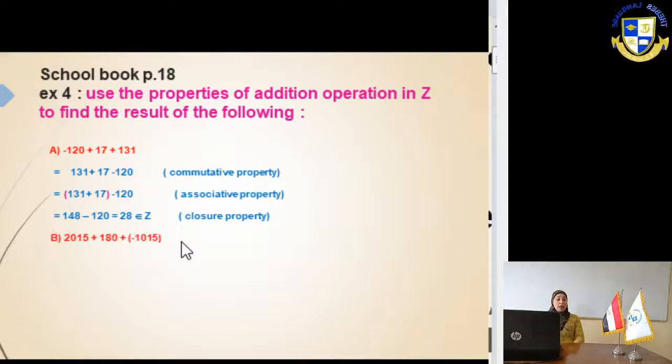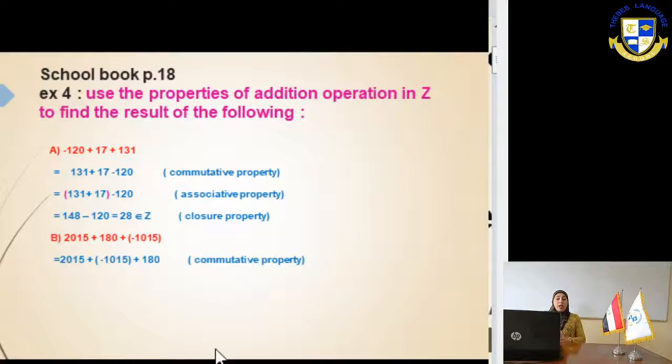Letter B, 2015 plus 180 plus negative 1015. Now, I must use the properties. I'll start by switching the places of the numbers: 2015 plus negative 1015 plus 180. When I change the place, it's called the commutative property.